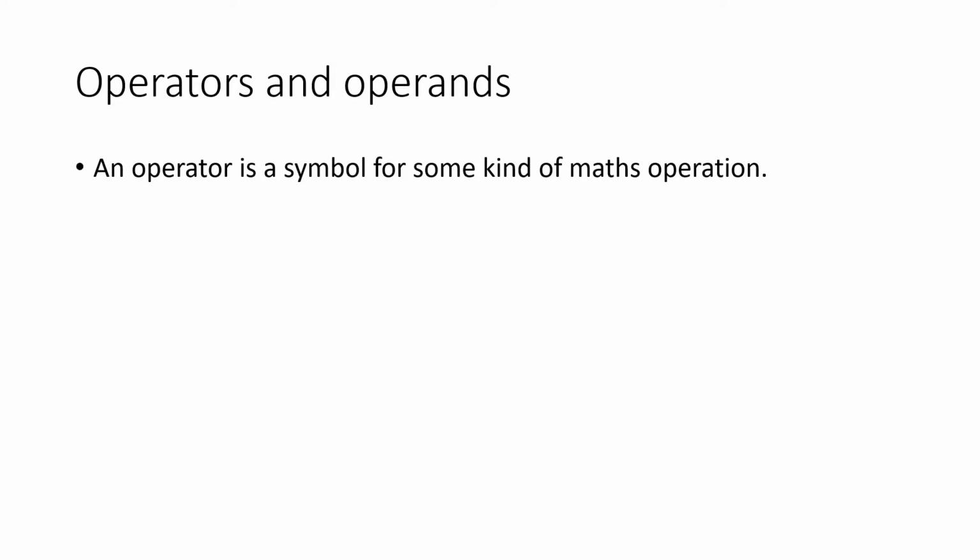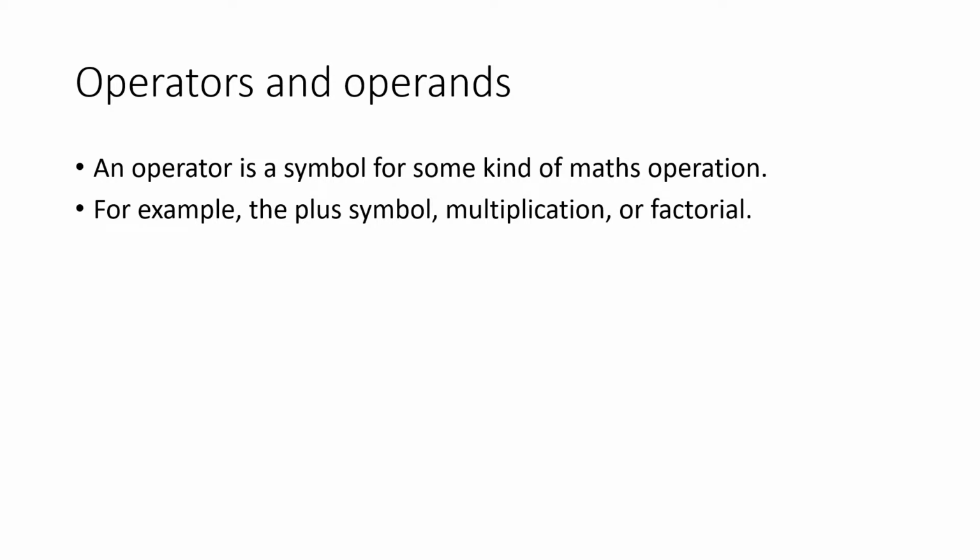An operator is a symbol for some kind of maths operation, like the plus symbol, multiplication, or factorial. Now, some of these are what we call unary, and a unary operator means that the operator just takes one number as an argument, or parameter, whatever you want to call it.